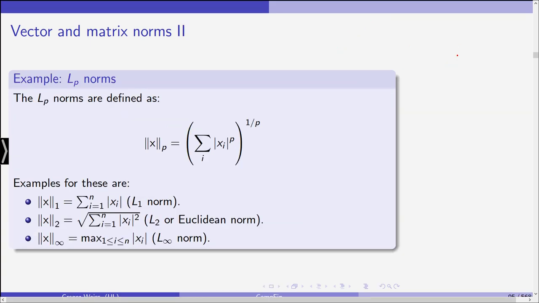And using a vector norm, we can now define some examples. For example, the Lp norms. The p norm of x is defined as the 1 over p, the pth root of the sum of all those entries in the vector x_i, taken as an absolute value and then taken to the pth power. So for some examples, for example, the L1 norm is simply the sum of all absolute values, absolute entries in the vector.